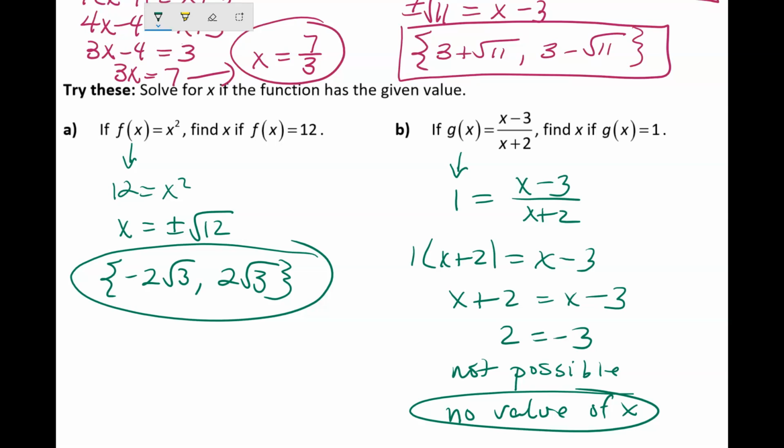In B, when we substitute 1 and multiply both sides by x plus 2, we get a contradiction. That is to say, when we subtract x from both sides, we get 2 is equal to negative 3, which is not possible. So no value of x will make g of x equal to 1. And that's it for this part of this section.